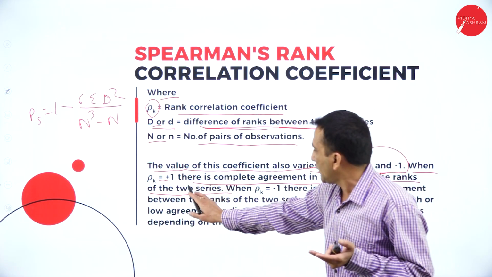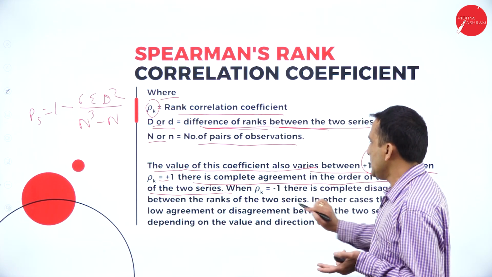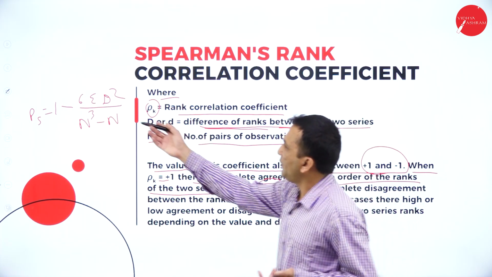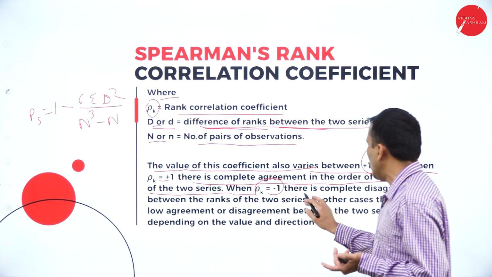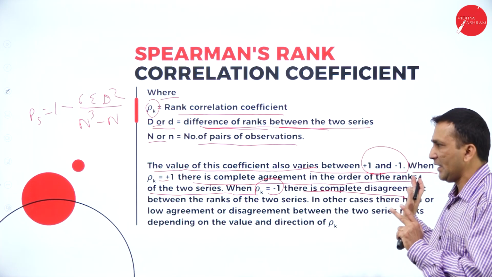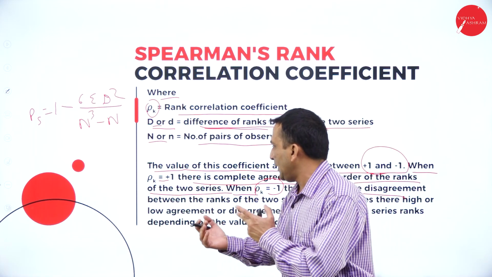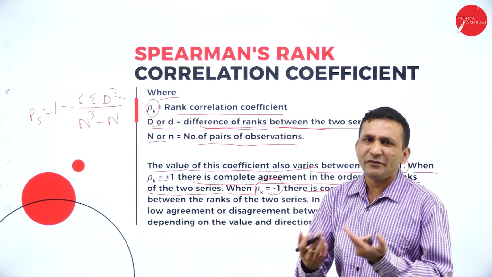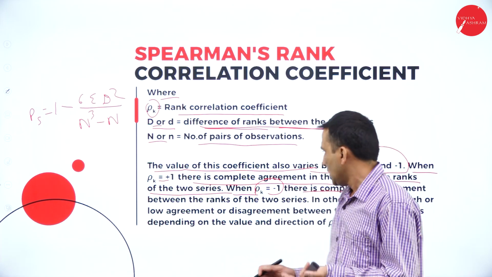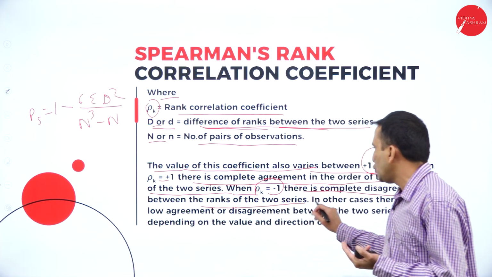When we are getting the complete agreement. So if Kp is negative after simplifying, there is a complete disagreement. Between agreement means what we are agreed, which is positive, but disagreement comes under the negative case, between the ranks of two series.